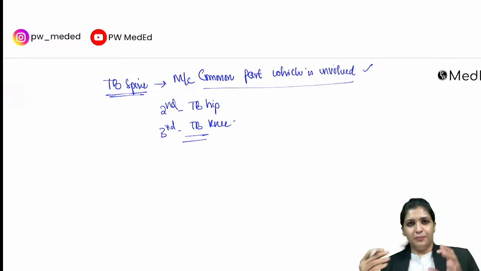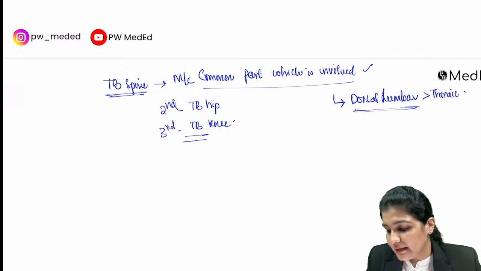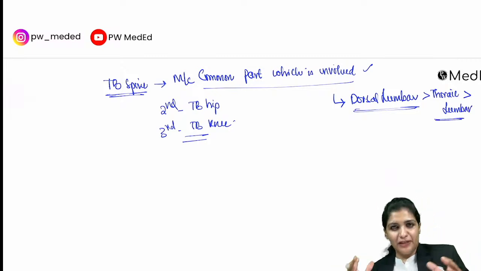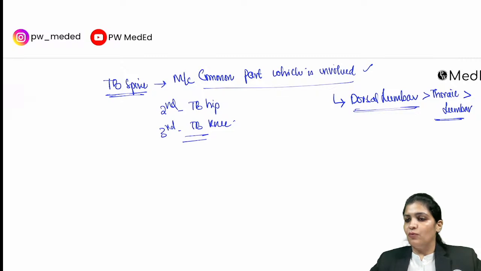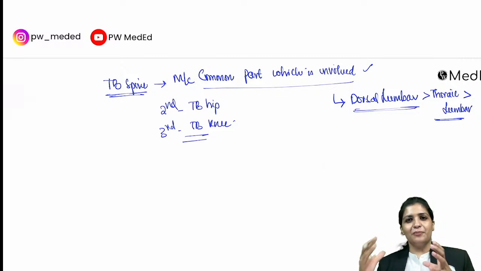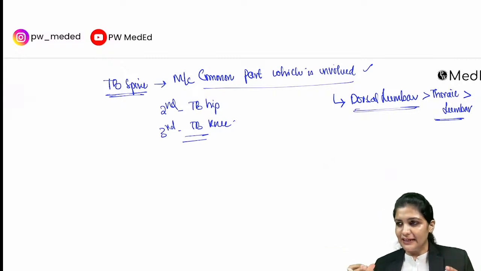This is how TB presents, and within the spine it is mainly the dorsolumbar region that is more common, then the thoracic, and then the lumbar. The second most common area where you can see tuberculosis is the hip, and third is the knee, right? We have already discussed TB hip a little, where we covered the various stages it goes through: the synovitis, the early arthritis and the late arthritis.